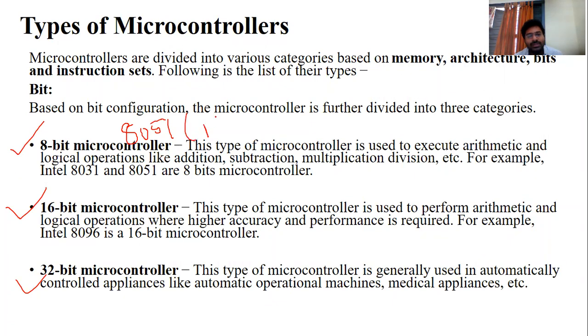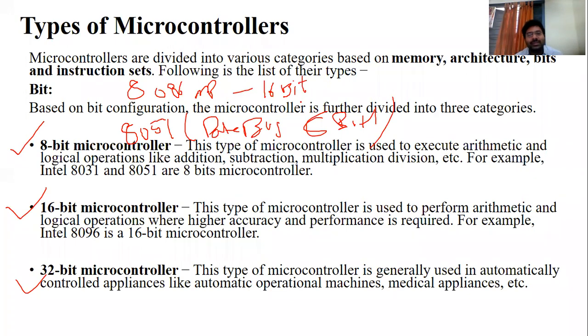So the data bus size is 8 bits. But in the 8086 microprocessor, what is the data bus size? 16 bits. At a time, you send 16 bits, but here you send or receive information of only 8 bits. That's why the 8051 microcontroller has an 8-bit data bus and the 8086 microprocessor has a 16-bit data bus. Another one, the 8096 microcontroller, is a 16-bit microcontroller. But according to our syllabus, we are only going to discuss the 8-bit 8051 microcontroller.